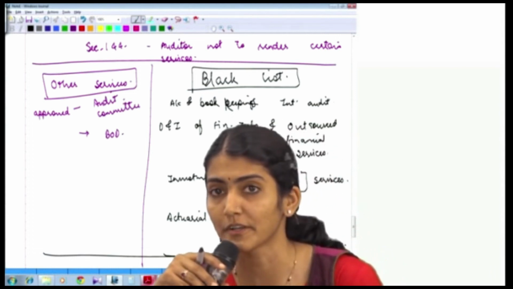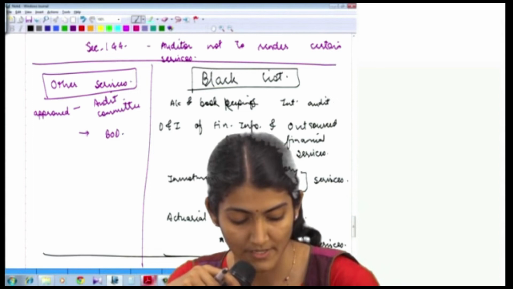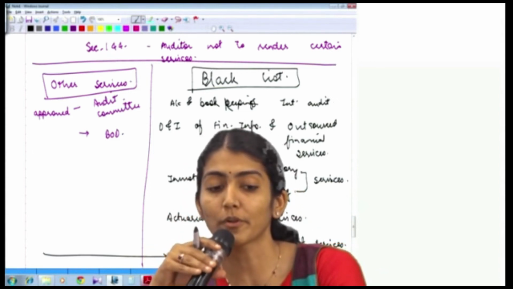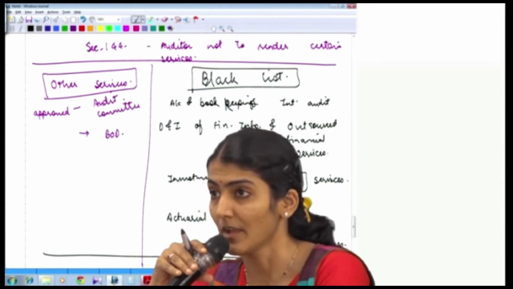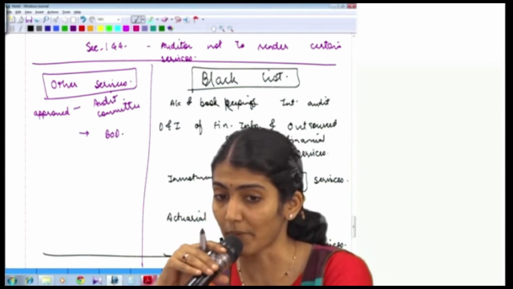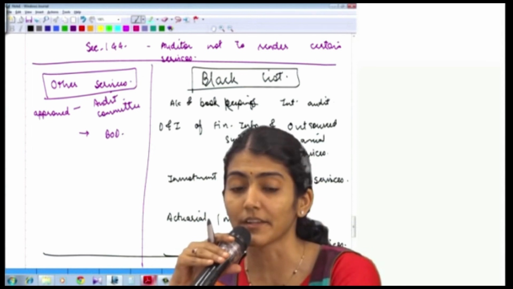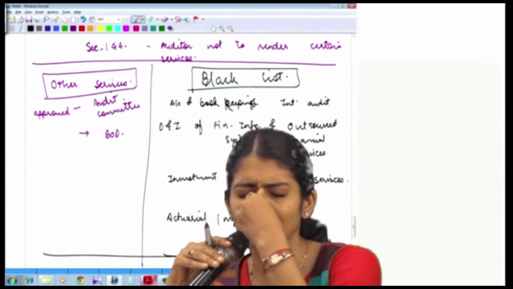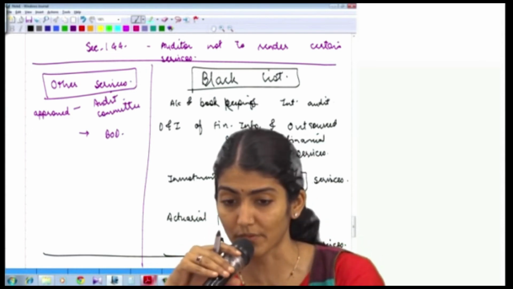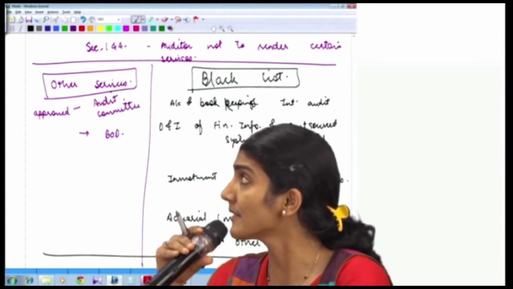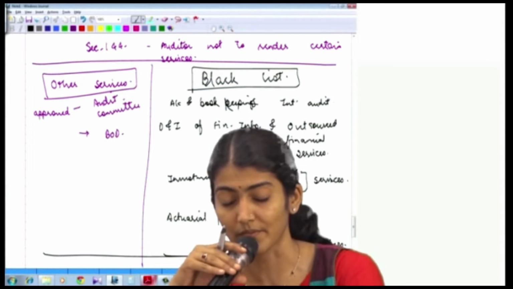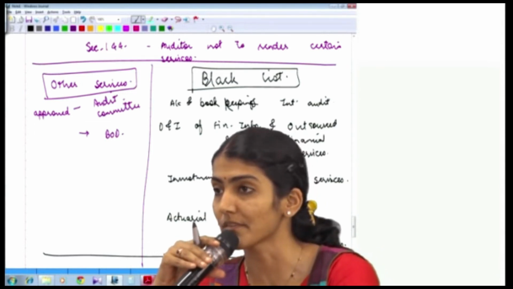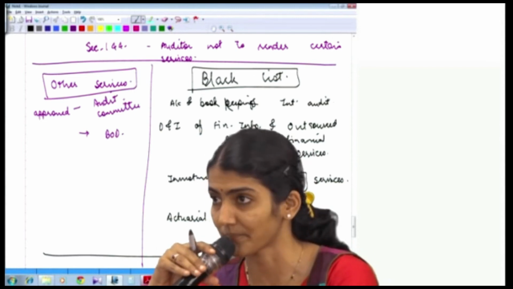Section 144. Auditor not to render certain services. He can provide other services as are approved by the audit committee or board of directors as the case may be. But these services can never be provided. Accounting and bookkeeping, internal audit. Design and implementation of financial information system, outsourced financial services. Investment advisory services, investment banking services, actuarial services, management services, and any other kind of services as may be prescribed.